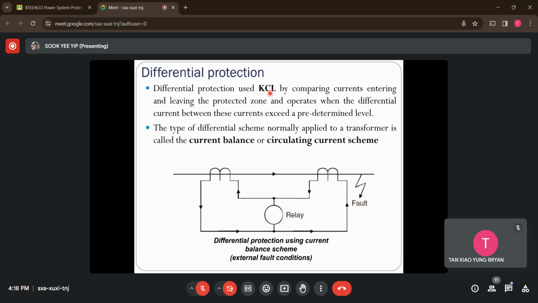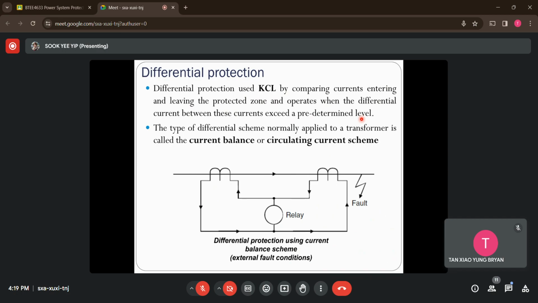Basically, it makes use of KCL, Kirchhoff's current law, whereby it will compare the entering currents and leaving currents from the protected zone. And these currents, the entering and leaving currents, must be equivalent to each other under normal conditions. So what happens if I have faults? It means that the entering and leaving currents from this zone are now different. So we have a differential current. If this differential current is more than 0 or exceeds a predetermined value, which is a pickup current value, this indicates that a fault has occurred in this transformer. So it will start to operate.